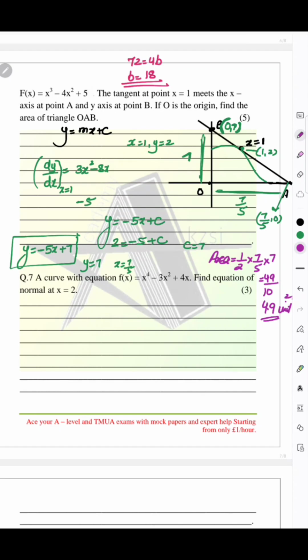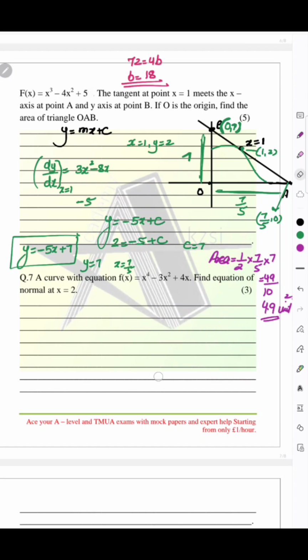Moving on to question number 7. A curve has the equation f of x equals x to the power of 4 minus 3x squared plus 4x. Find the equation of the normal at x equals 2. So I have explained, suppose there is a curve. This is the tangent at this point. The normal is always perpendicular to the tangent at the same point, not at any other point.